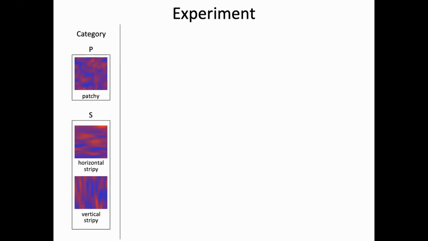For our experiment, we constructed two categories of visual patterns, a patchy category and a stripy category. The stripy category contains two patterns, horizontal stripy and vertical stripy. The reason for having two types of stripy pattern is that with only one type of stripe, always scanning along one direction will be optimal, and that strategy can be predetermined passively, independent of the actual image.